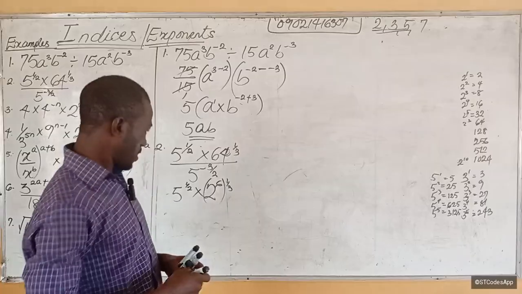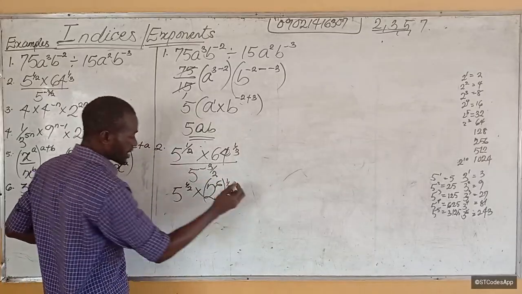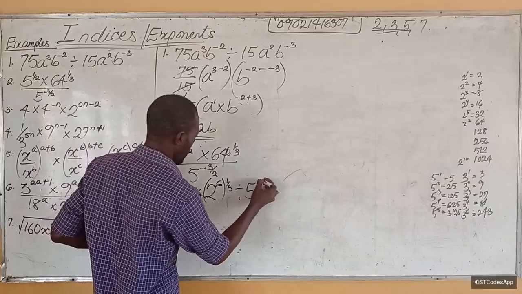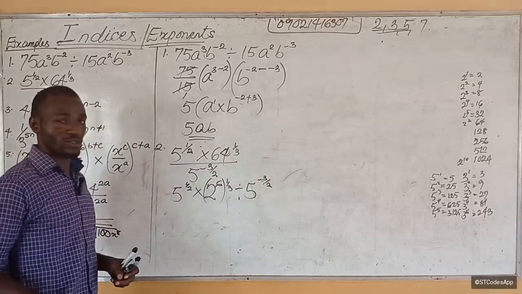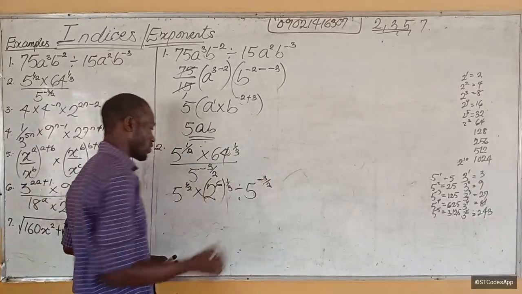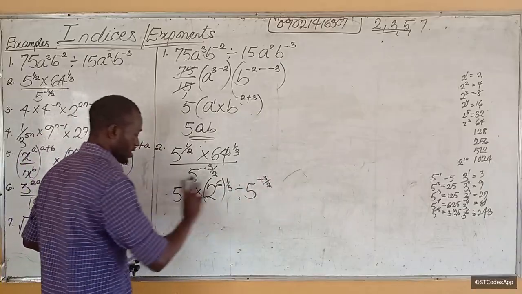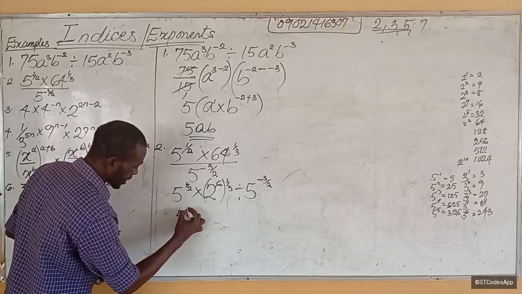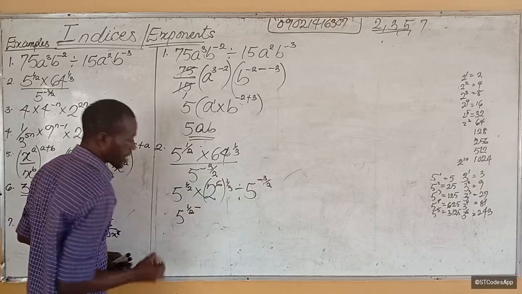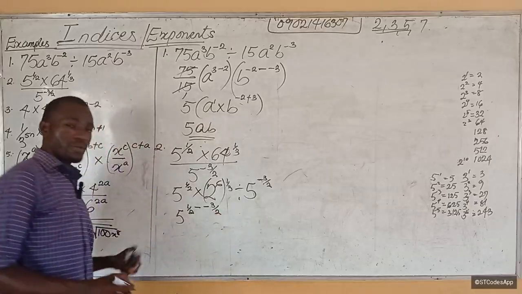Is it clear? All right. So if that's the case, then I'll now put divided by 5 raised to power minus 3 over 2. Here I can combine these together. Division of bases means subtraction of powers. So I can pick 5 and say 1 over 2 subtracted by minus 3 over 2. I hope that is clear.